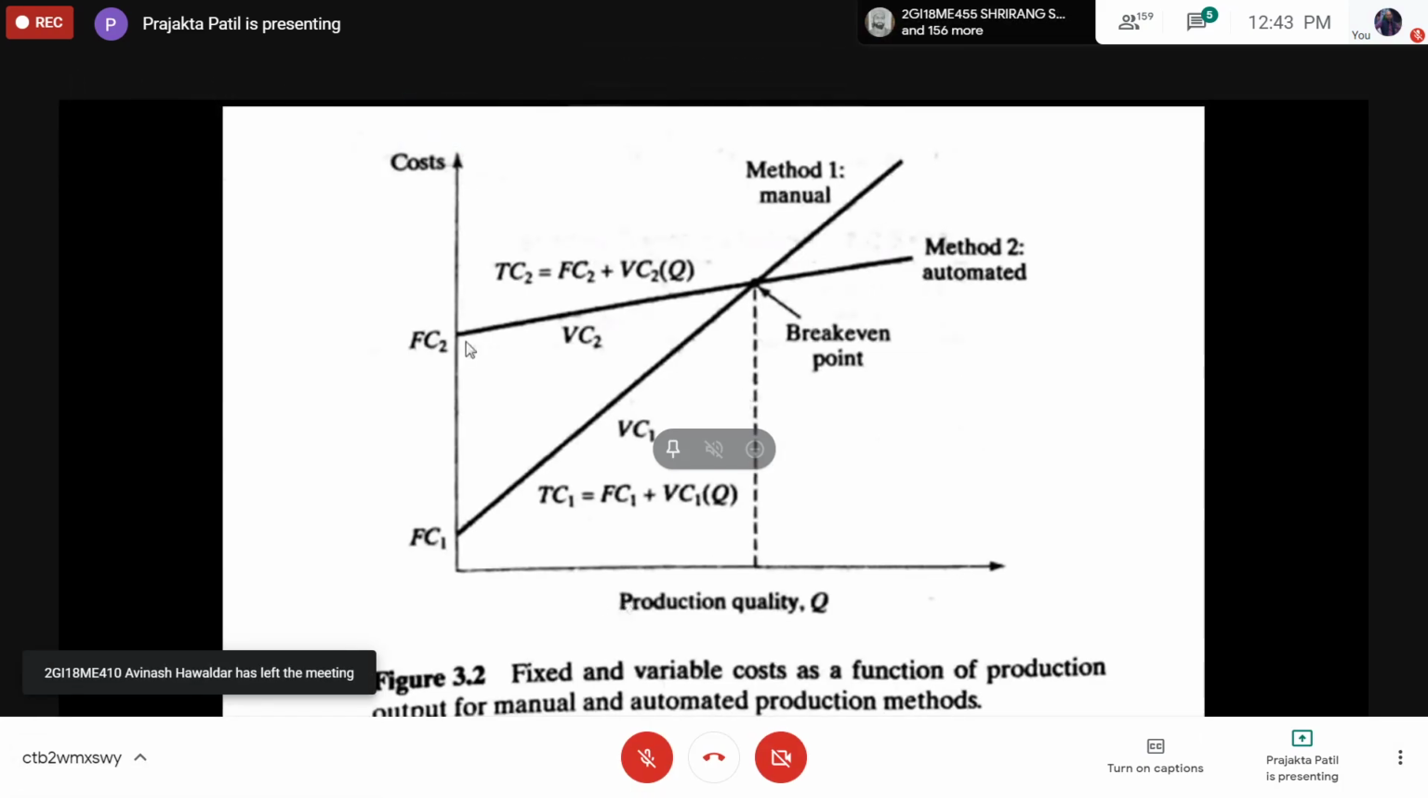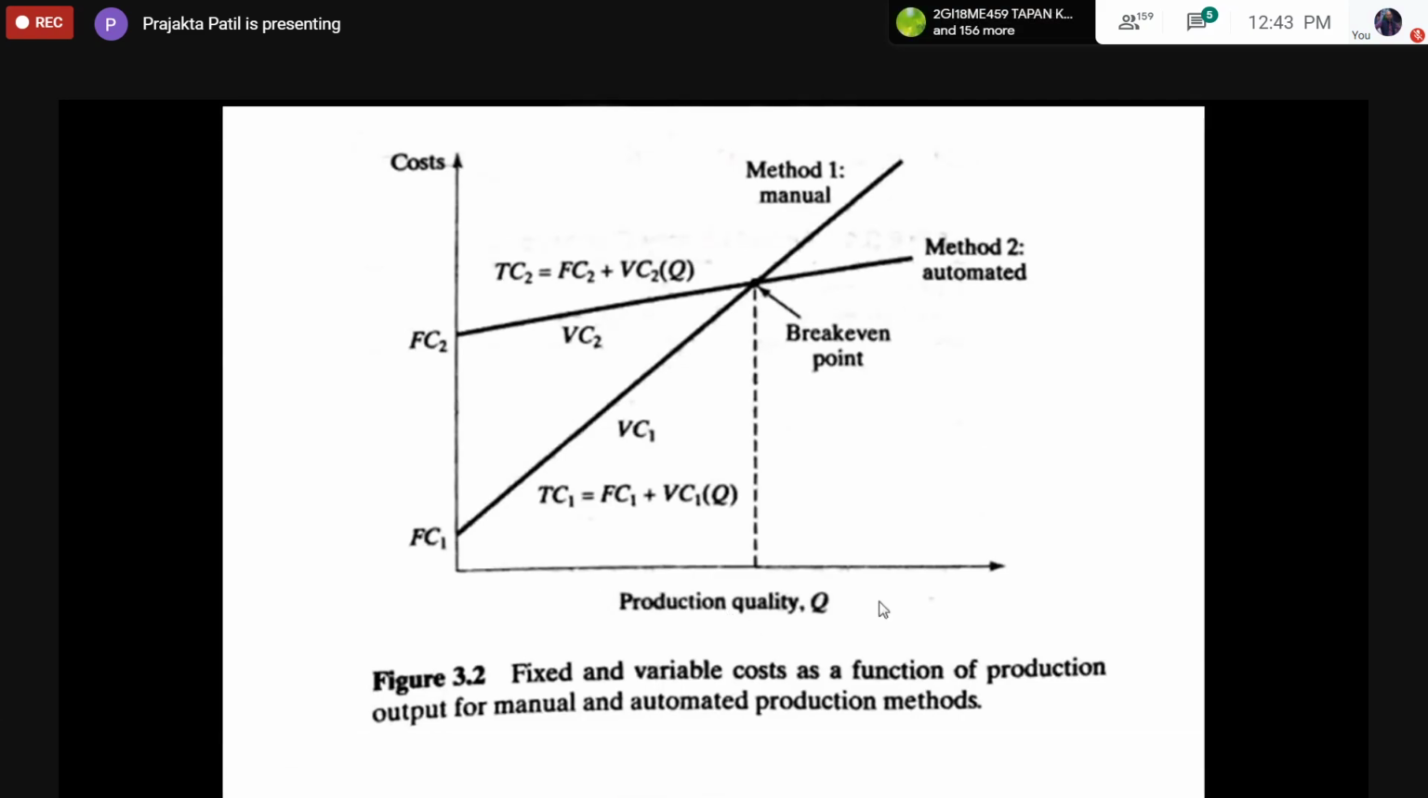Whereas with respect to the automated system, the variable cost will not be affected as much by the production quantity. Yes, there is a slight increase, but not as much as you see in the manual method, because in the manual method you have direct labor, you have to pay the laborers. When it comes to automated, the labor cost is going to be reduced. So this is just a comparative study which has been shown here.